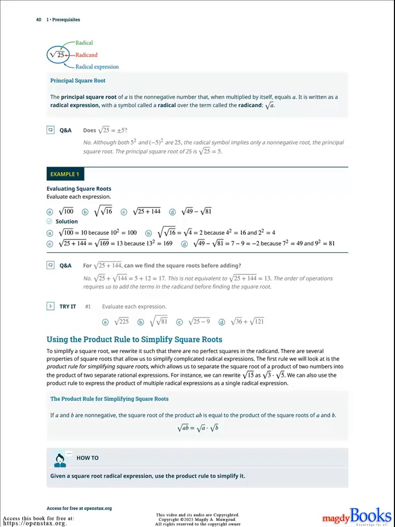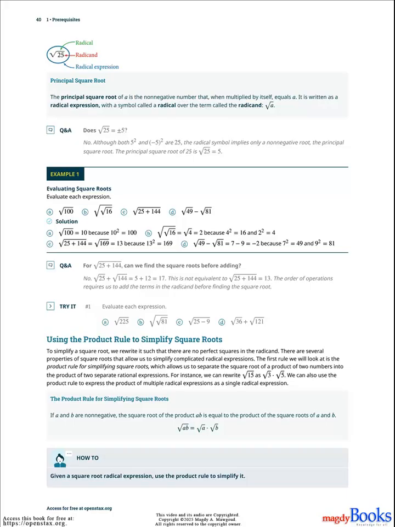The product rule for simplifying square roots. If a and b are non-negative, the square root of the product is equal to the product of the square roots of a and b. Square root of a b equals square root of a times square root of b.